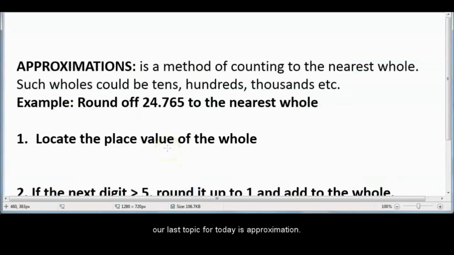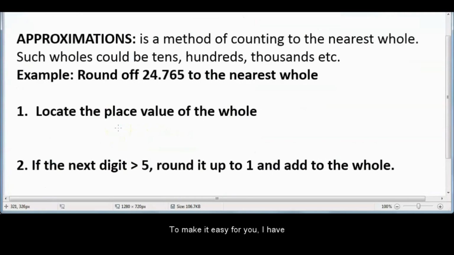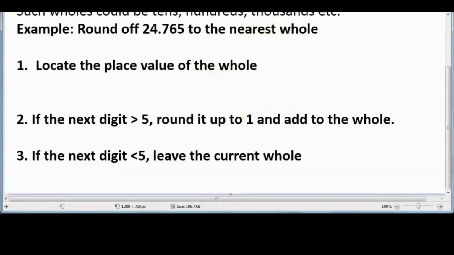Our last topic for today is approximation. Approximation is a method of counting to the nearest whole. Such wholes could be tens, hundreds, thousands, etc. Okay, example. Round off 24.765 to the nearest whole. There are rules for doing this. To make it easy for you, I have spelled them out one by one, so that you just follow them one by one as they are arranged and then do the calculation.